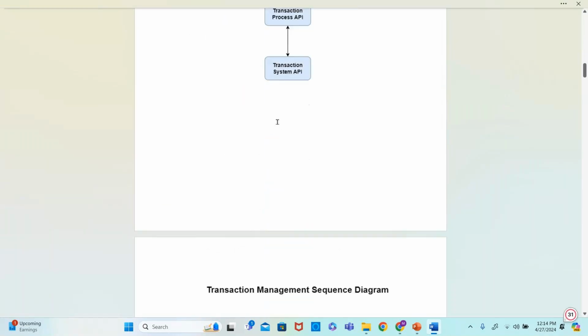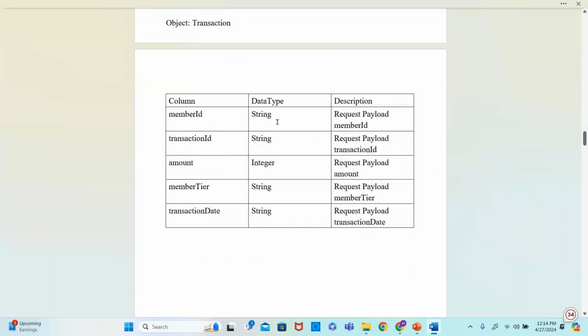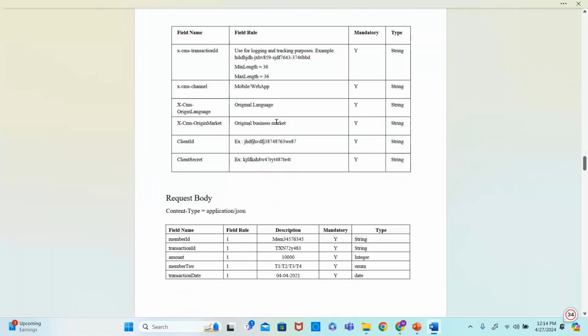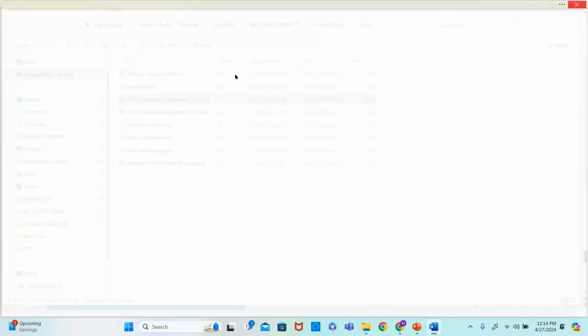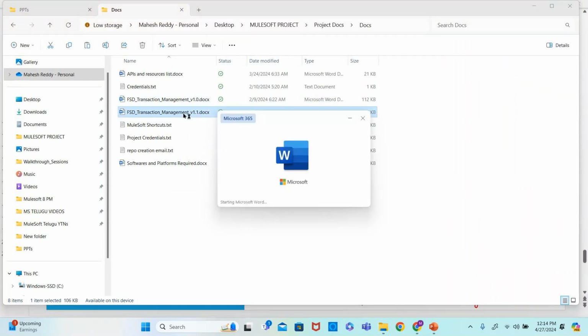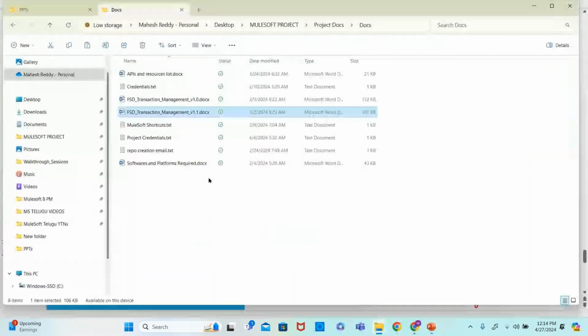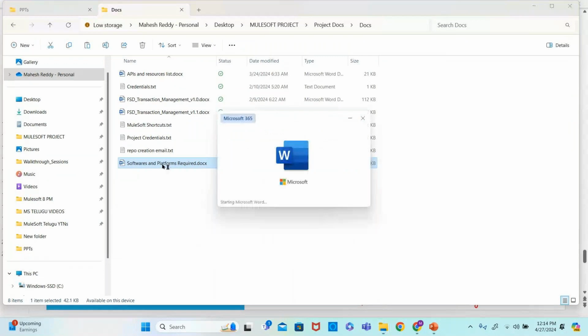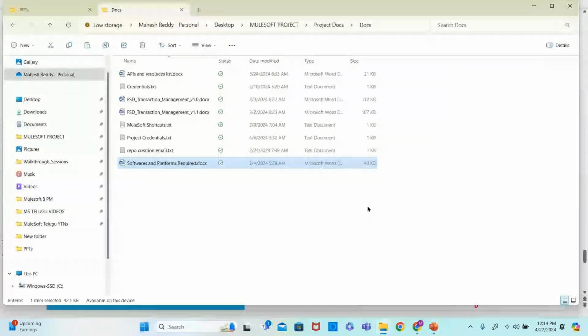Okay, what is the request structure, what is the response structure, what is the error structure, what are the fields, how to map, all these will be ready as part of our training. And one more thing, see here, what are the software and platforms required. We'll download everything, configure, set up everything, and then check everything. That also will be part of our project training.